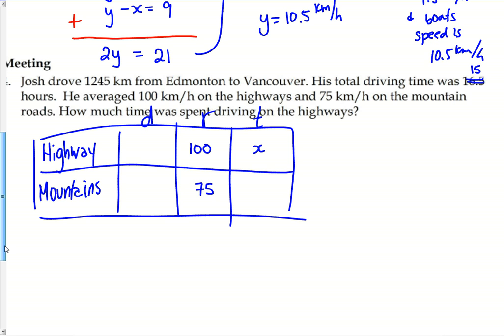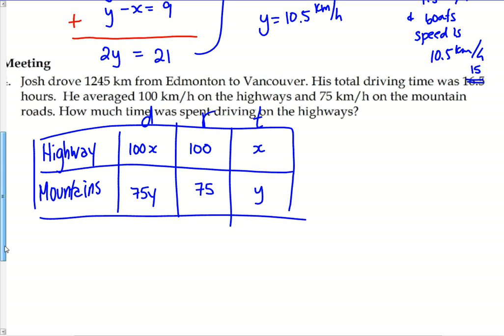So we're going to have to choose a variable for y. Because we just know a total distance, we don't know how much was each. Sorry guys. We need a variable for the time driven on the mountain. So let's choose y. Okay? So what would be your distance now? Now that we've filled in 2 boxes, we use the formula to get the third. So highway distance would be 100x, rate times time, and mountain distance would be 75y.